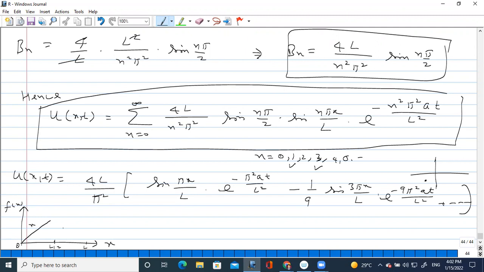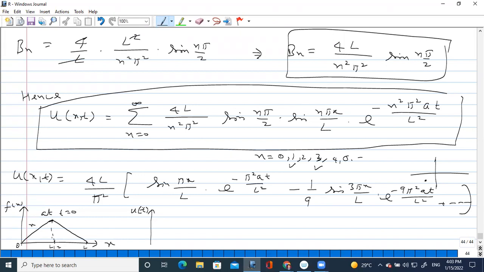It is x. Now after L by 2 to L, it will go down as L minus x. So the L minus x line will be this. So this is your function if you want to draw it, at t equal to 0. Now what is your answer? Your answer is u(x,t). So how to make a graph for that?